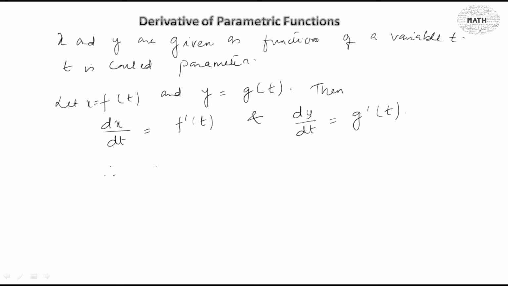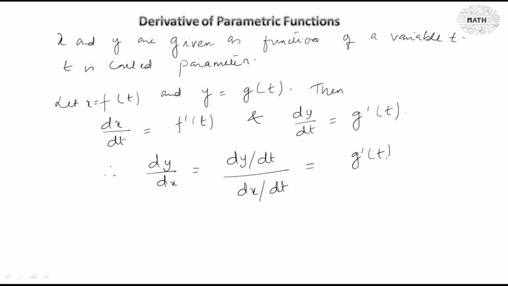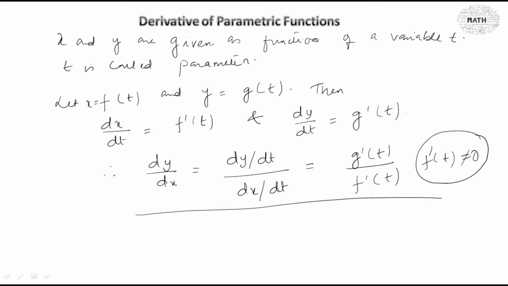Therefore dy by dx would be equal to dy by dt divided by dx by dt. If I cancel dt and dt, I get the same thing, yes or no? Which is nothing more than g dash of t divided by f dash of t. Remember, f dash of t cannot be equal to 0. Remember this one. This whole thing is nothing more than the derivative of a parametric function. Okay, let us do the exercise then.